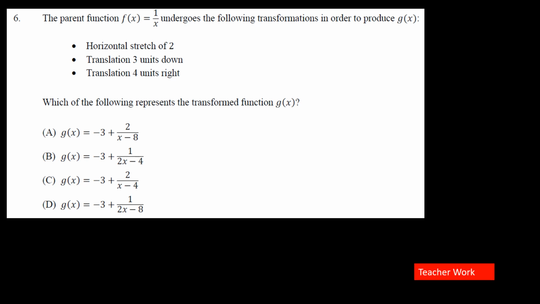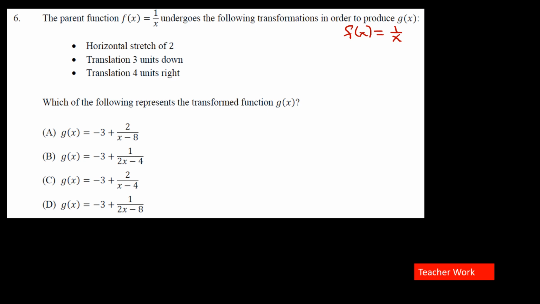So this is a transformation question. It says the parent function f of x equals 1 over x undergoes the following transformations in order to produce g of x. So let's do these. And I'm going to take this one step at a time. I'm going to say f of x equals 1 over x, right? And this is a horizontal stretch of 2.